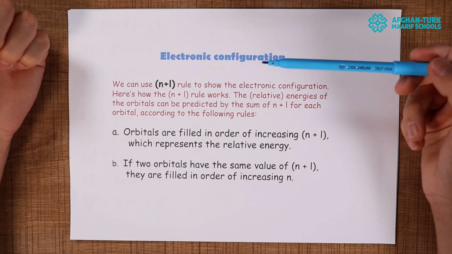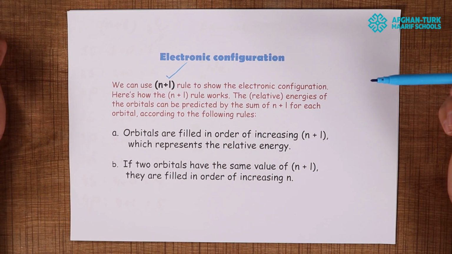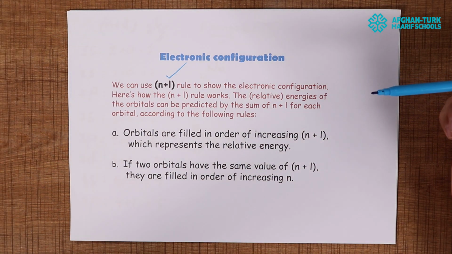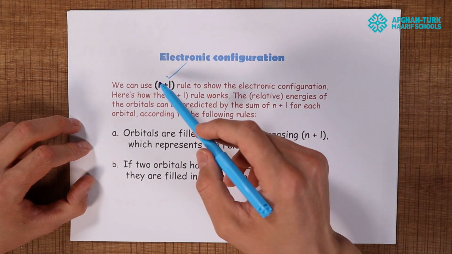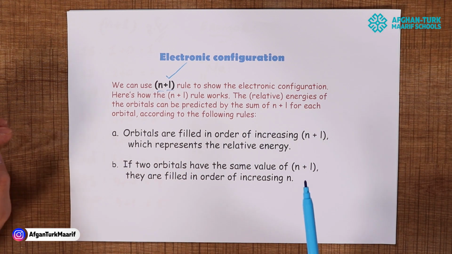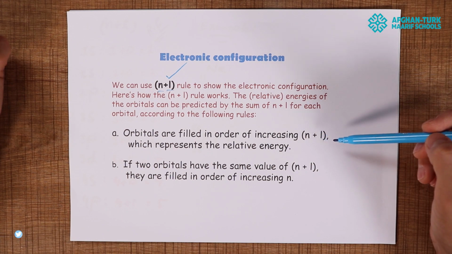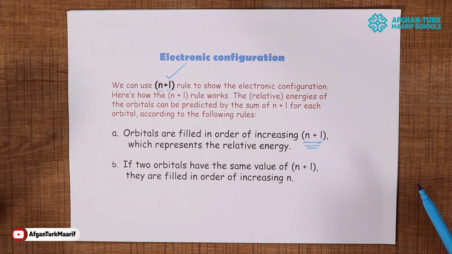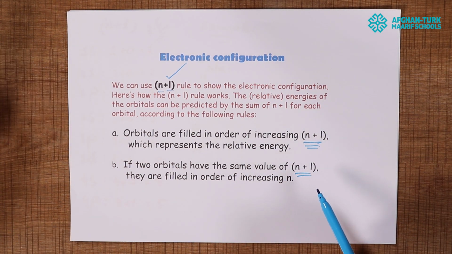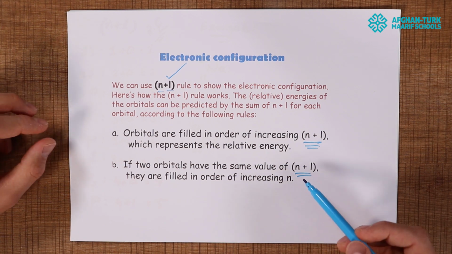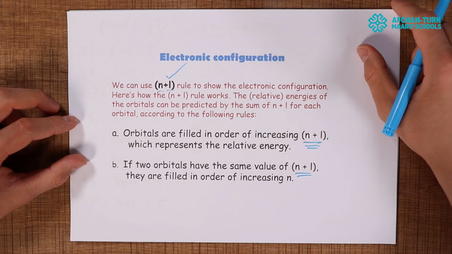How does this n plus l rule work? The relative energies of orbitals can be predicted by the sum of n plus l for each orbital according to the following rules. n is the principal quantum number and l is the subshell or secondary quantum number, as you remember from the previous lessons. There are two things. Orbitals are filled in order of increasing n plus l, which represents the relative energy. If two orbitals have the same value of n plus l, in this case we use the order of increasing n. We will see which principal quantum number comes first, then we will fill the orbital according to that one. Let's work on an example.